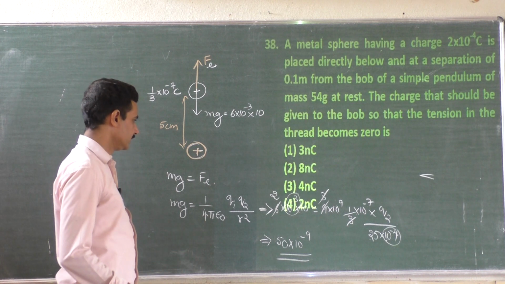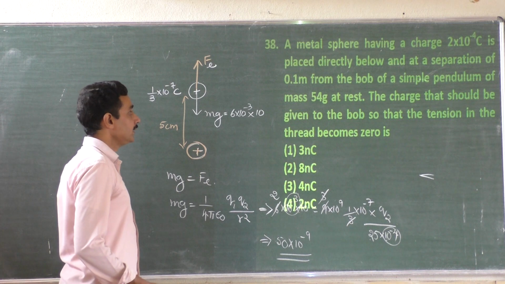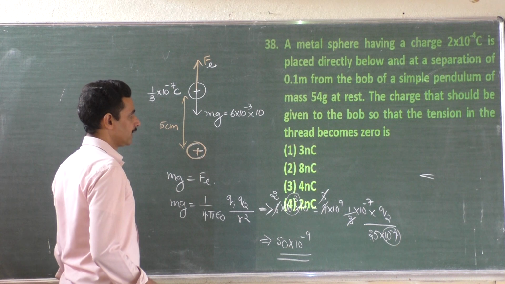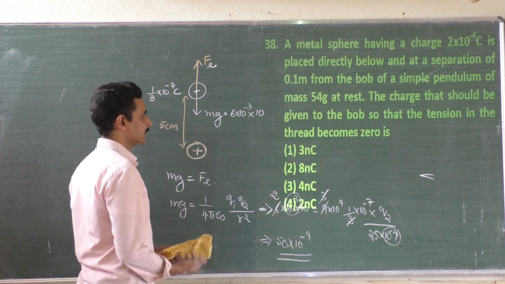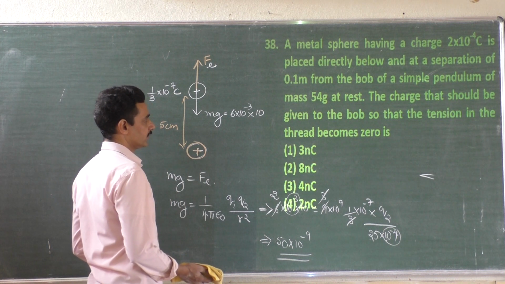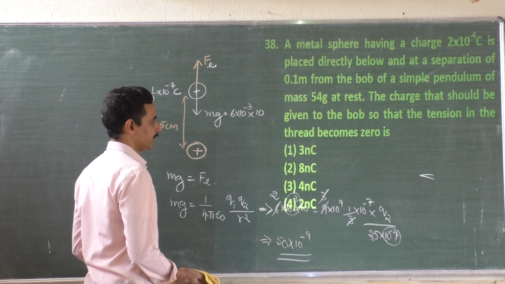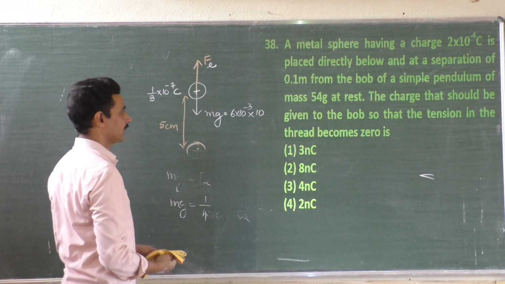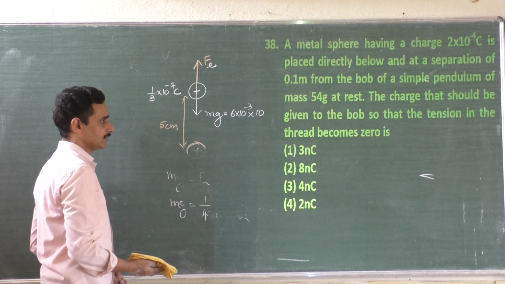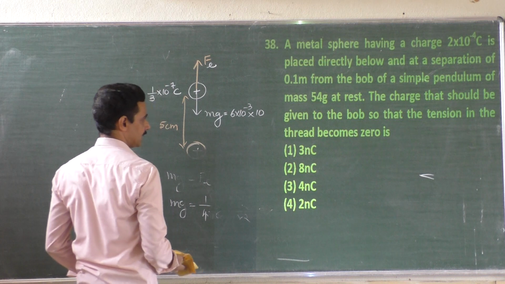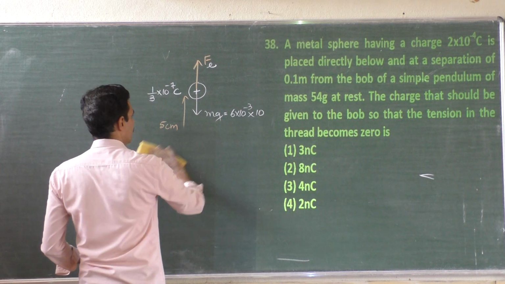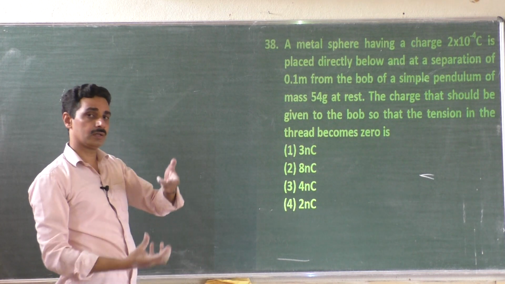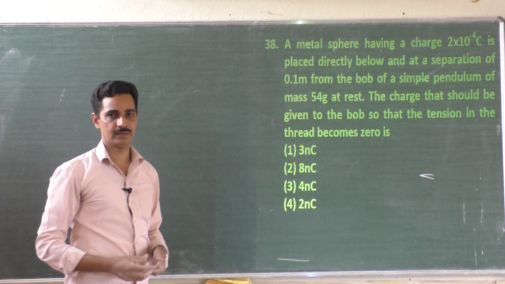Problem 38, a similar type of problem. A metal sphere having a charge of 2 into 10 to the power minus 4 coulomb is placed directly below, at a separation of 0.1 meter from the bob of a simple pendulum of mass 54 gram at rest. The charge that should be given to the bob so that the tension in the thread becomes 0. That means the thread should be free. That means the charge kept below should manage the other charge, right?